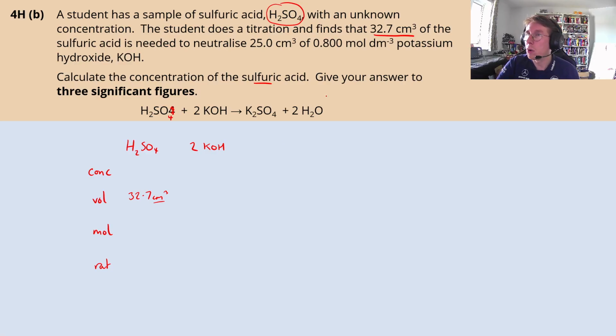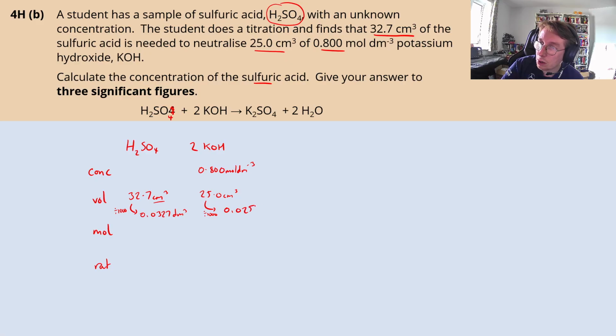And then what else have we got? We've got that it's 25.0 centimeters cubed, once again, of the metal hydroxide. This time it's potassium hydroxide, and the concentration is 0.800 moles per decimeter cubed. So first things first, let's convert those 2 values in centimeters cubed into decimeters cubed. We need to divide that by 1,000, so we get 0.0327. Divide this by 1,000, we get 0.025.